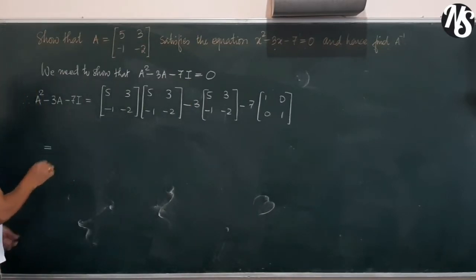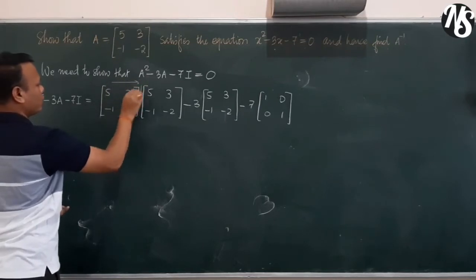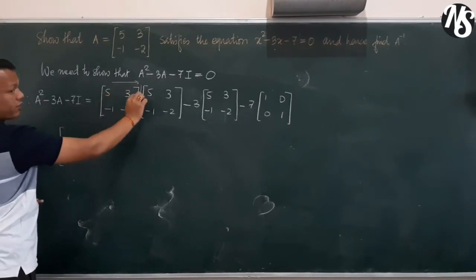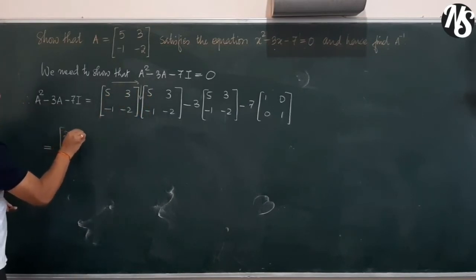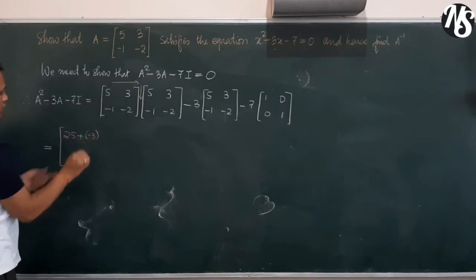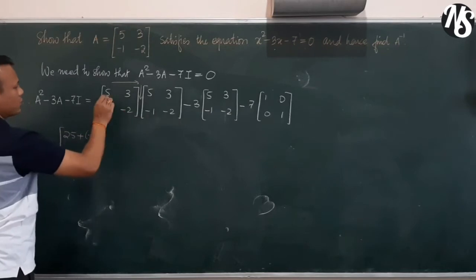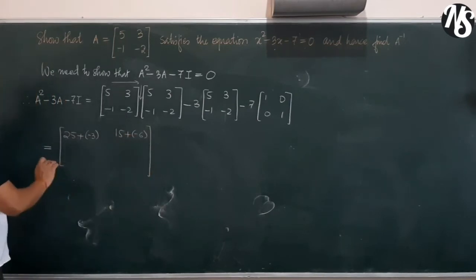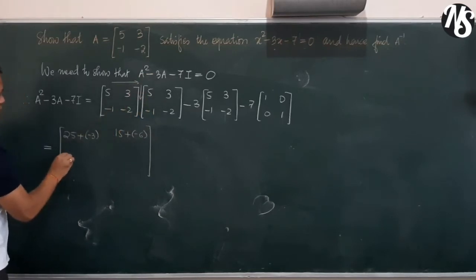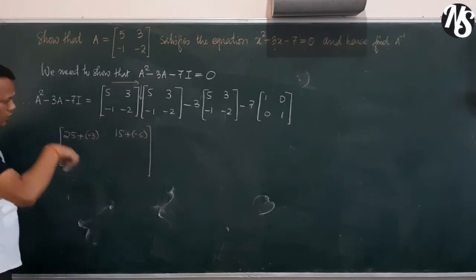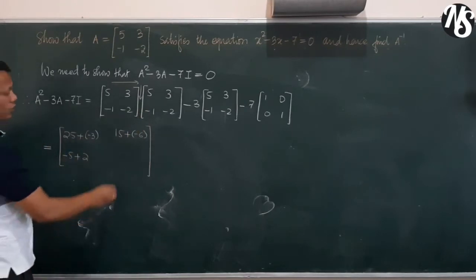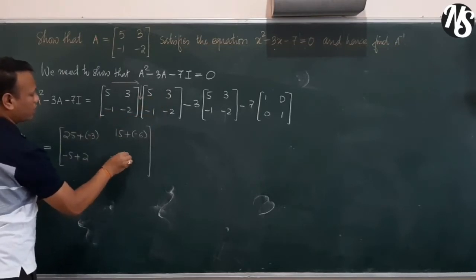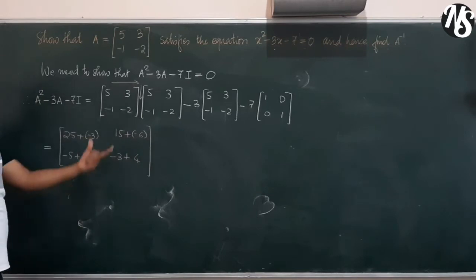Let's evaluate this quickly. I told you to follow this direction. So I want first row, first column. Multiply first row with first column: 5 into 5 is 25, plus 3 into minus 1 is minus 3. So first row, first column is done. Now first row, second column gives me 5 into 3 is 15, plus 3 into minus 2 is minus 6. Now second row, first column: minus 1 into 5 is minus 5, plus minus 2 into minus 1 is 2. Similarly second row, second column: minus 1 into 3 is minus 3, plus minus 2 into minus 2 becomes plus 4. So this is my A square, right?